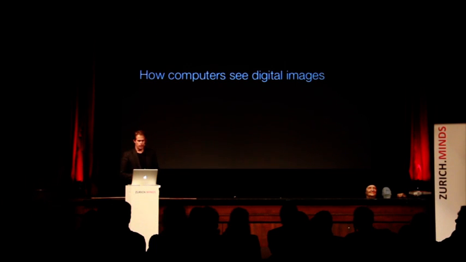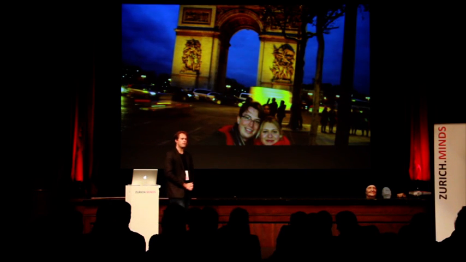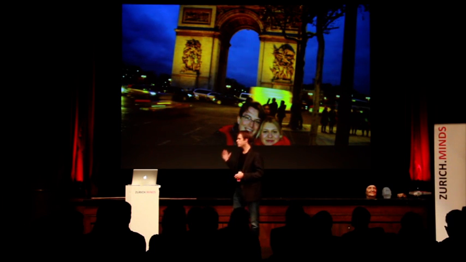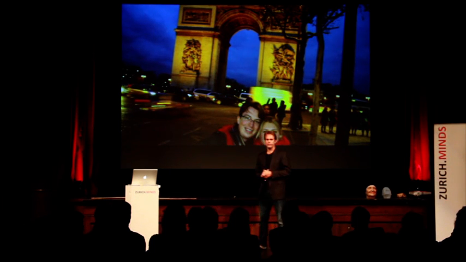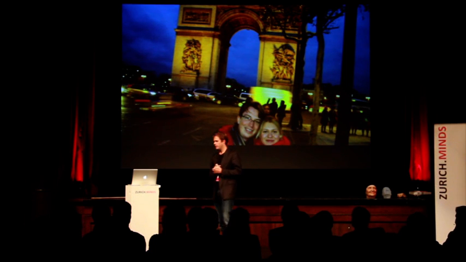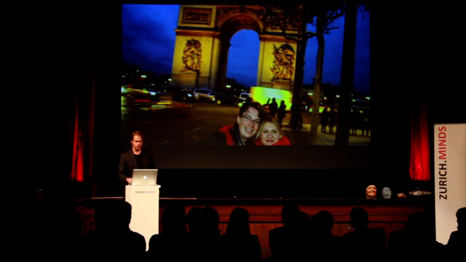So, how do computers see images? Let's start with this as an example. Digital images mean a lot to us. It's a lot of emotions. Here, for example, a great evening in Paris in front of the Arc de Triomphe, spent with friends and so on. We have all the souvenirs of this one moment captured in a digital image.